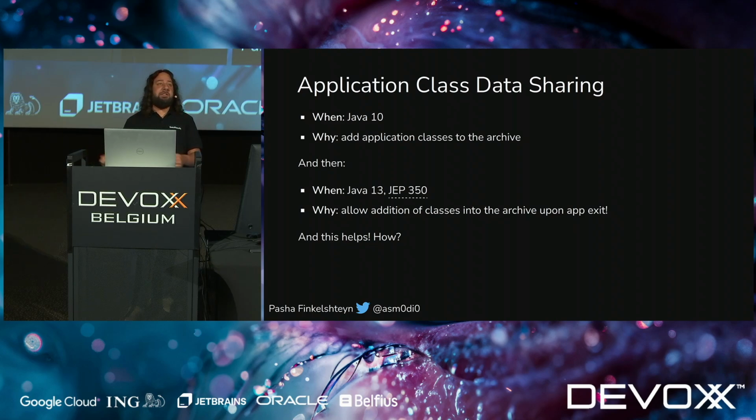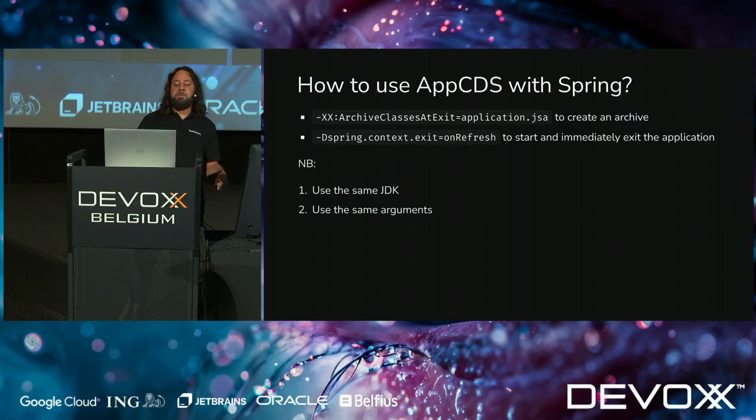It still wasn't very convenient to use, because not everybody even has a load test in their pipeline, which is perfectly fine. It's better to have them, but sometimes you have a different kind of application or different kind of process. And in Java 13, with JEP 350, a new feature was introduced that now an application could automatically save its data on exit. And this part actually helps us because of the combination of Java and Spring features.